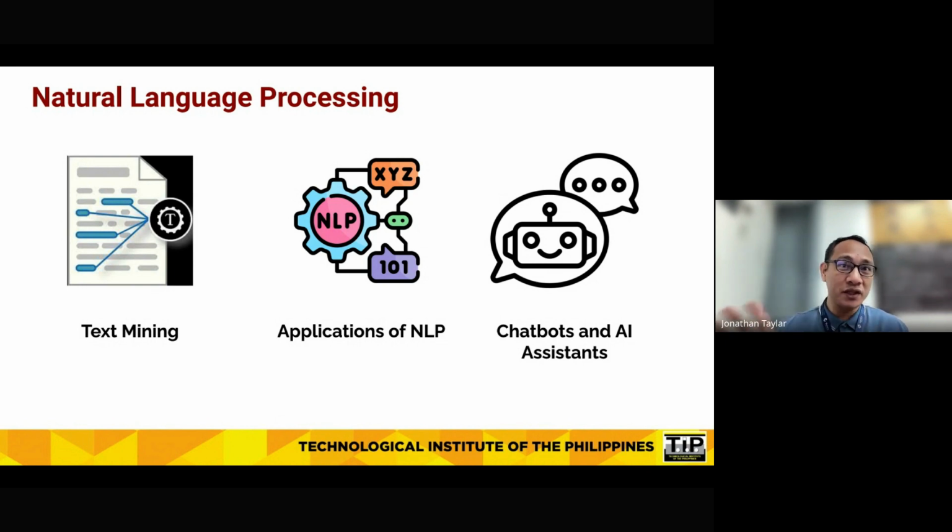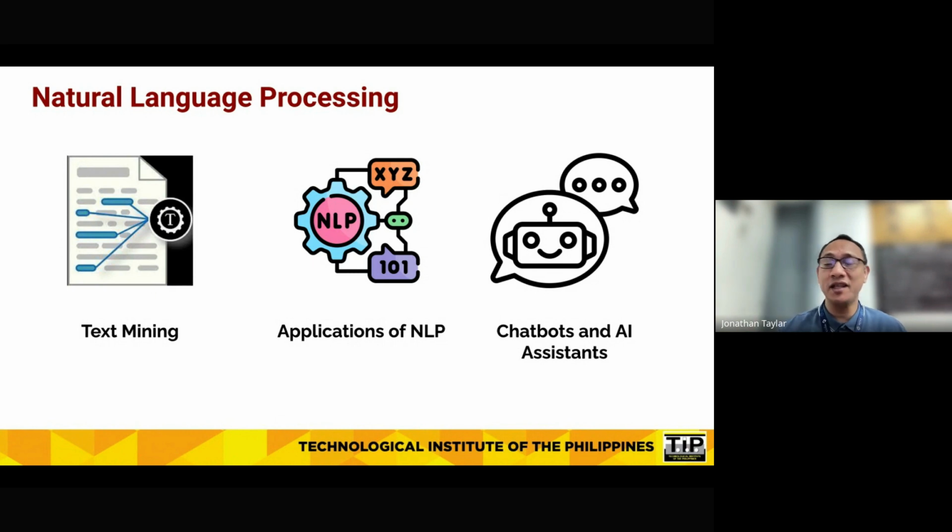In terms of language translation, I'm sure all of you have experience using Google Translate. This enables machine translation systems to translate text from one language to another. It facilitates, of course, communication across linguistic barriers. Another one is text summarization, where NLP can automatically generate concise summaries of long documents or articles, helping users to quickly grasp the main points without reading the entire text.